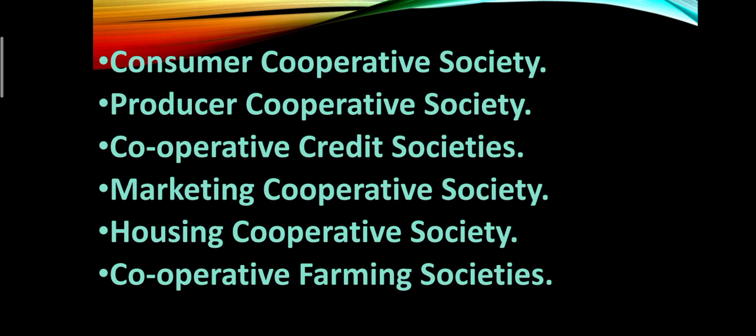The last one you have cooperative farming societies. These societies are organized by landowners. The main aim is to secure the advantage of large scale farming and produce with the lowest possible cost. These societies could solve the problems of agriculture like poor yield.